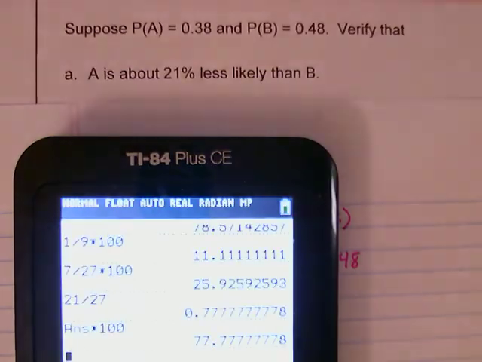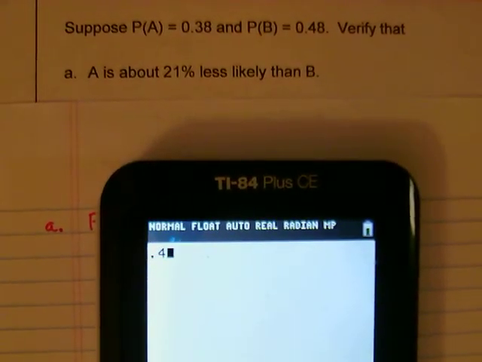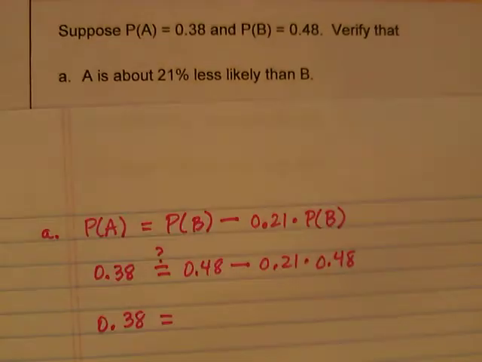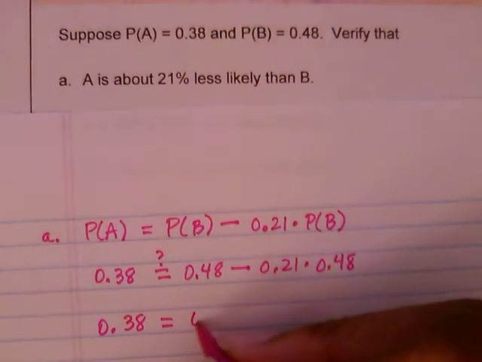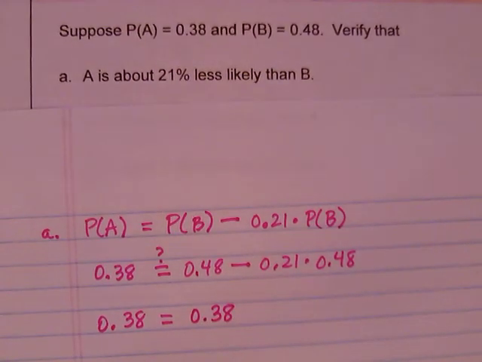So in this case, let me clear this out. If I do 0.48 minus 0.21 for the 21% times 0.48, which is the probability of event B, let's round this off to 2 decimal places. It's going to be about 0.38. So you can see here the left side and the right side are the same, or about the same. So I verified that A is about 21% less likely than B.